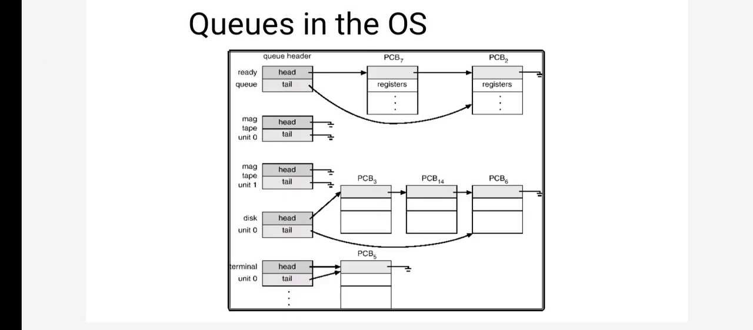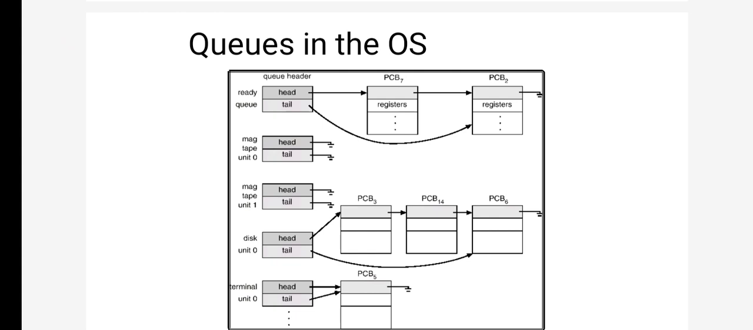Now again you can see the flow chart of queues in the operating system, where every queue includes a head and a tail, and then PCBs with registers. The second one has unit 0, the third one has unit 1, and the last two have unit 0. The processes that are unit 0 are not involved in any other processes.